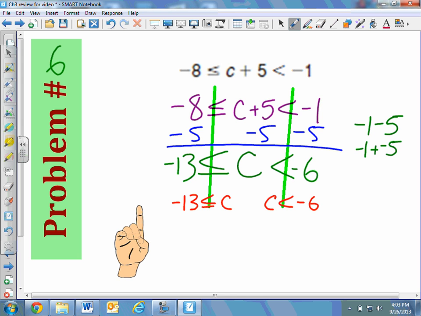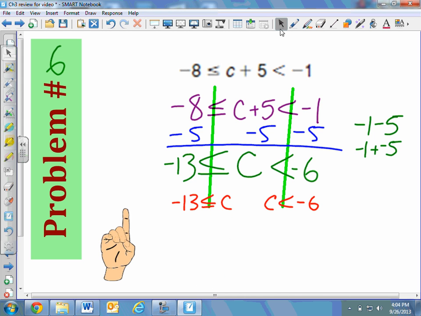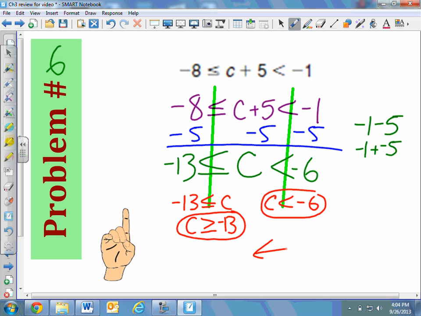And so before I graph this one, remember I told you guys to flip this around, right? Put the C first before you graph it so it's easier. So I'm going to do C greater than or equal to negative 13. So there's one answer. And there's the other answer already. I can do a quick graph. I'm going to put negative 13 right here. And I'm just going to skip some spots, put negative 6, and put a 0.